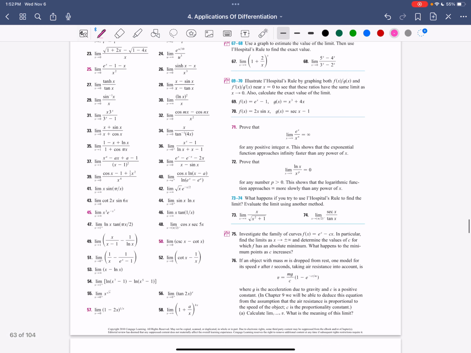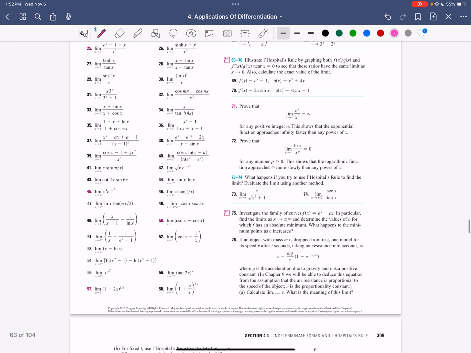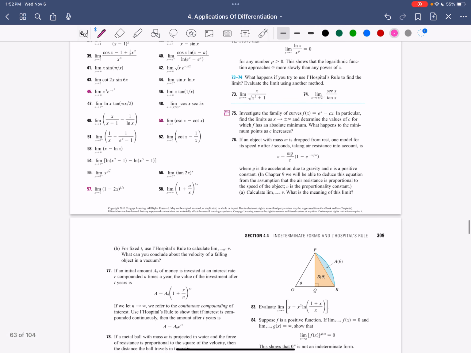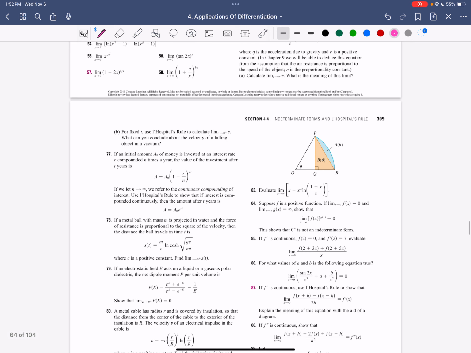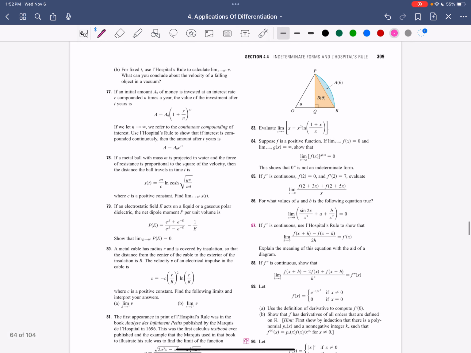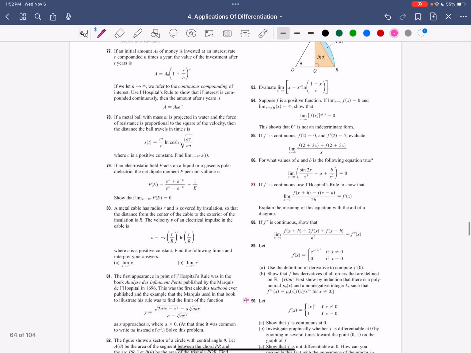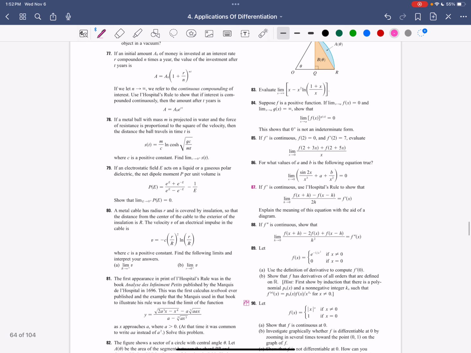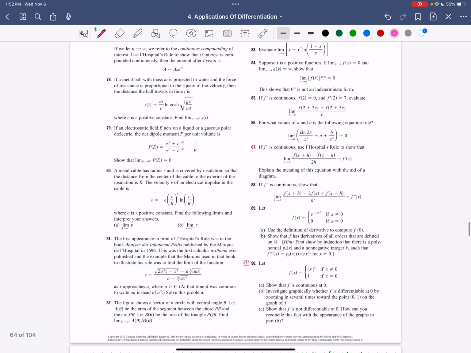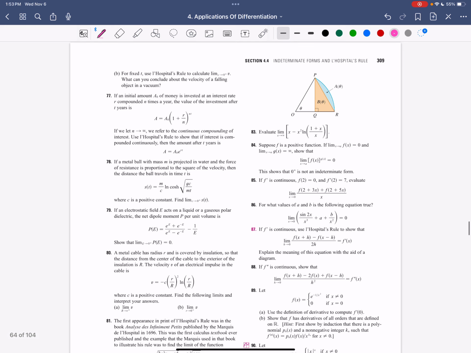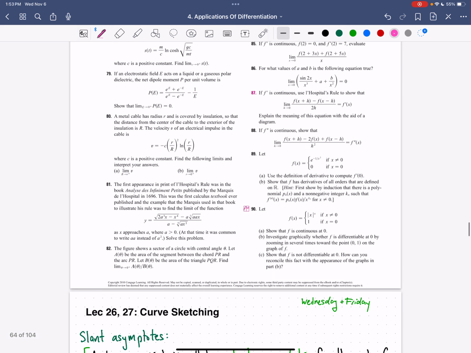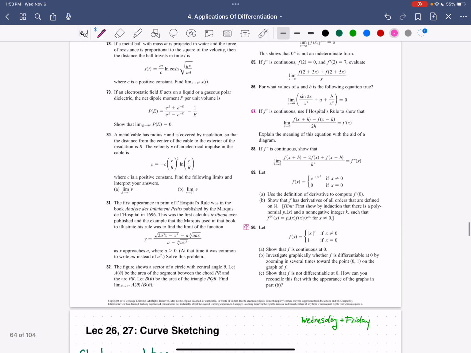Let's see, all the other questions are good, but I would say less essential probably. Although some of these are kind of cool. I don't know, 85 and 86 are kind of cool. I'm sure some of these application ones are cool as well, but I'm more of a pure math girly.